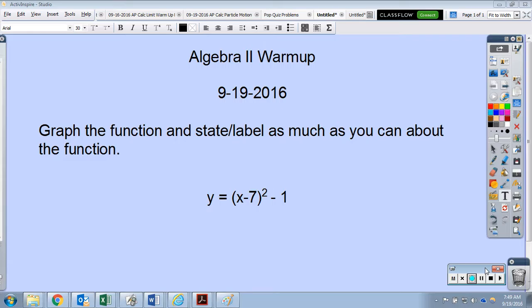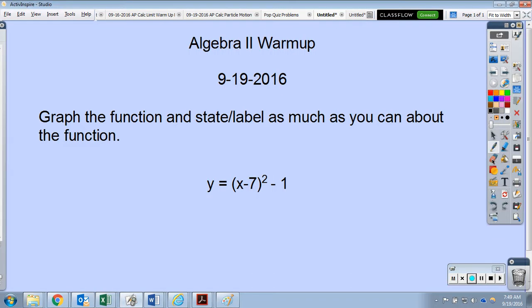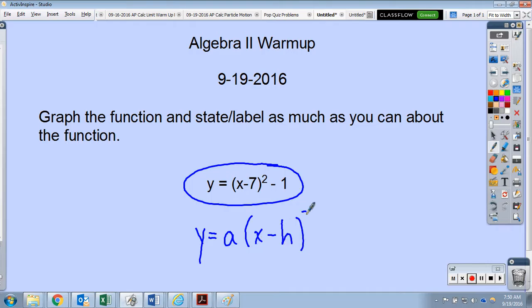So this here, do we know what form this is in? Amanda Baxter, you start last. Yes? Yes, vertex form. And vertex form is, does anyone know it? It's y equals a(x - h)^2 + k, where the point (h, k) is the vertex.